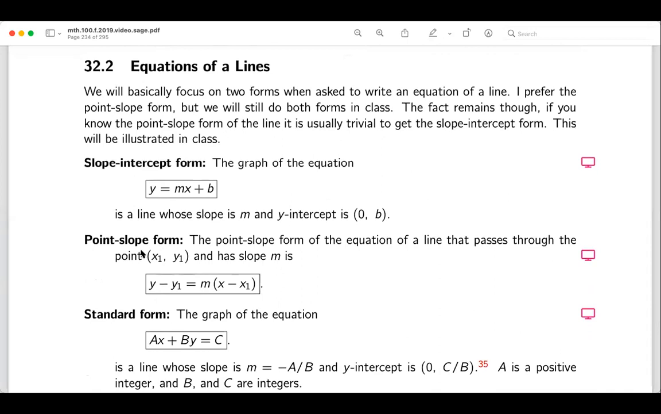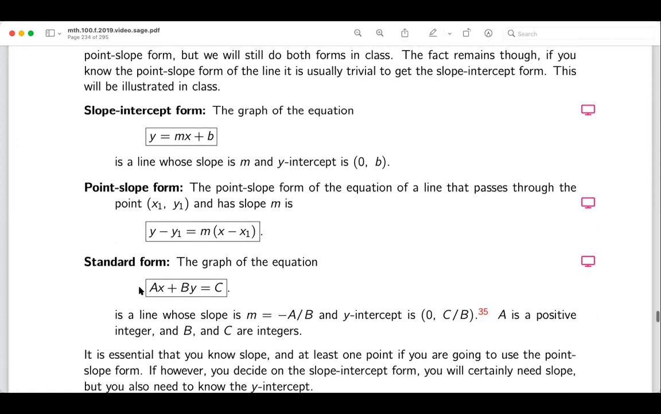My favorite form is point-slope form. What do you need for point-slope form? A point, (x1, y1), and a slope. Now someone says, why don't you like the other one? It's easier to write down because you may not be given the y-intercept point, and you may be confused, thinking you are given that point when you're not.